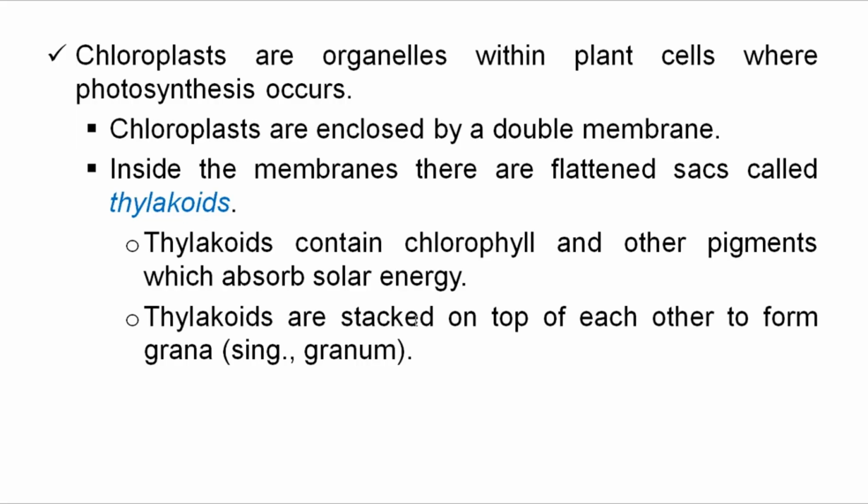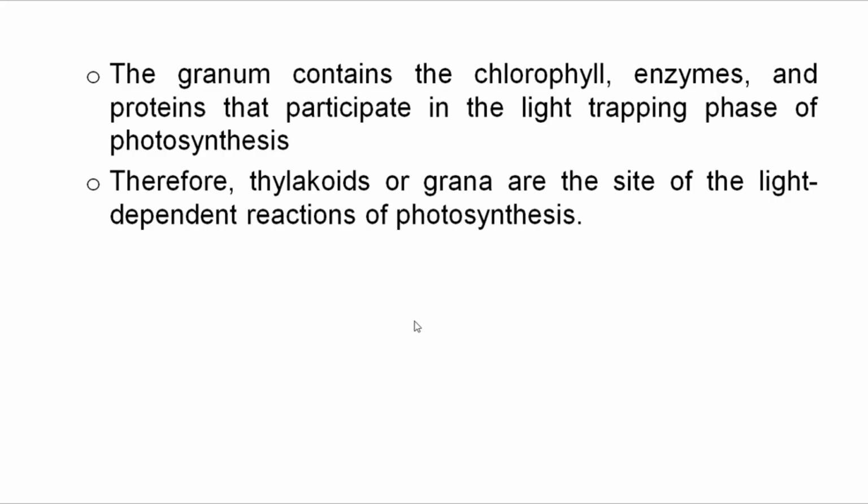The granum contains the chlorophyll, enzymes, and proteins that participate in the light trapping phase of photosynthesis. Different components are required: chlorophyll, enzymes, and different proteins. So the granum contains such kind of molecules. Therefore, thylakoids or grana are the site of the light-dependent reaction of photosynthesis. There are two types of reaction, light-dependent and light-independent reaction.